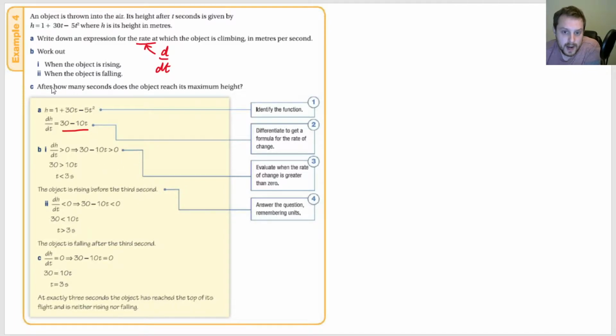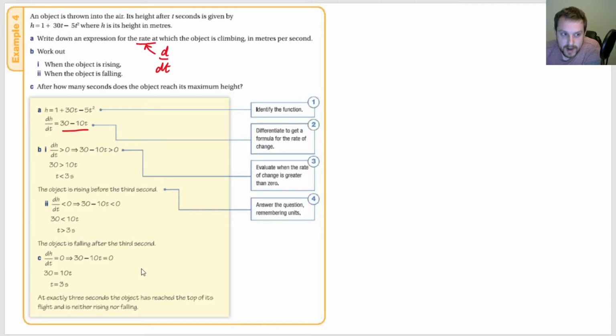And then it says, after how many seconds does the object reach its maximum height? Well, that's actually quite an easy question. So this is all geared up to, I thought it was going to be a bit harder than this. So it reaches its maximum, well, you'd have a stationary point. So you'd want to differentiate and actually set equal to 0. And of course, you already know that the answer is 3 seconds to that.